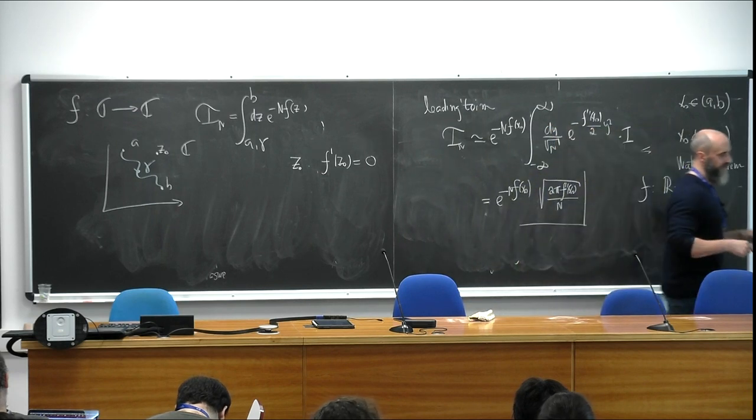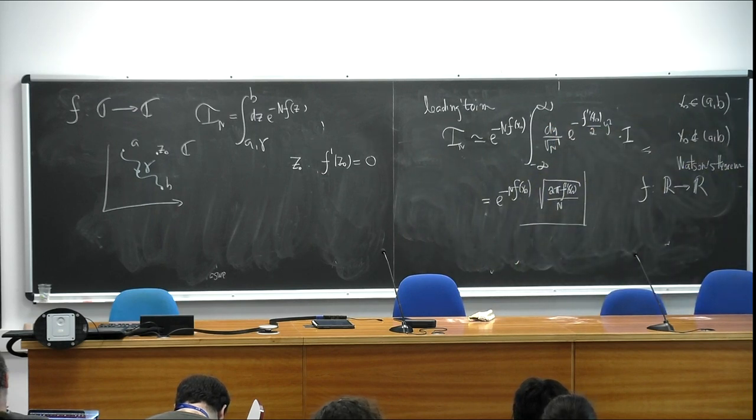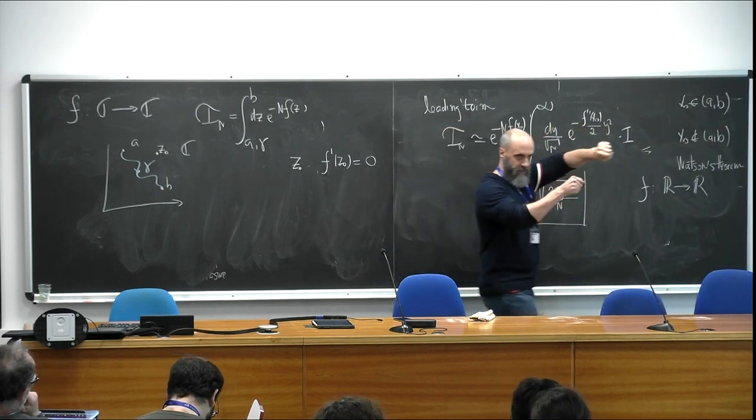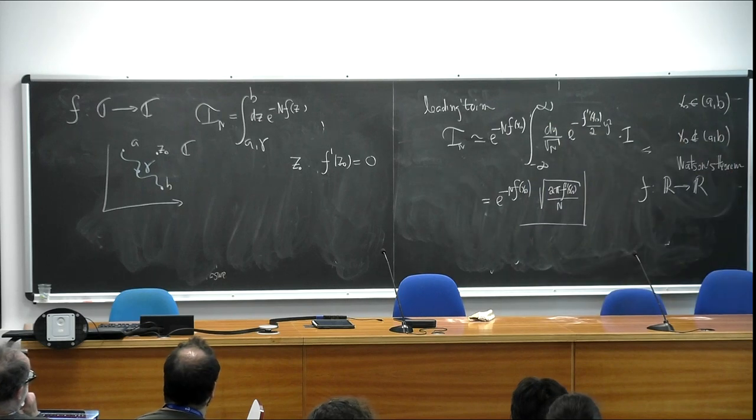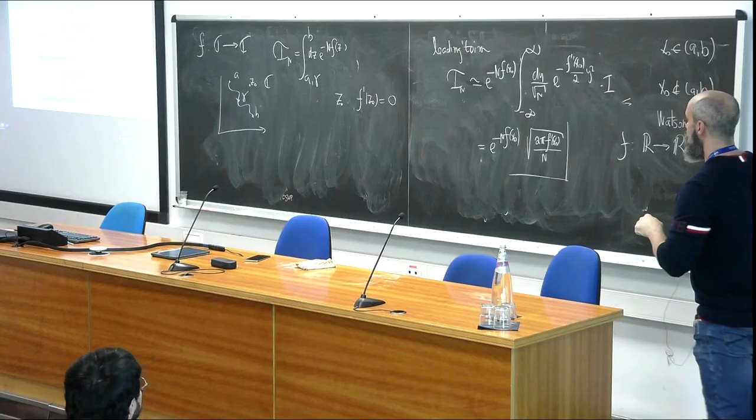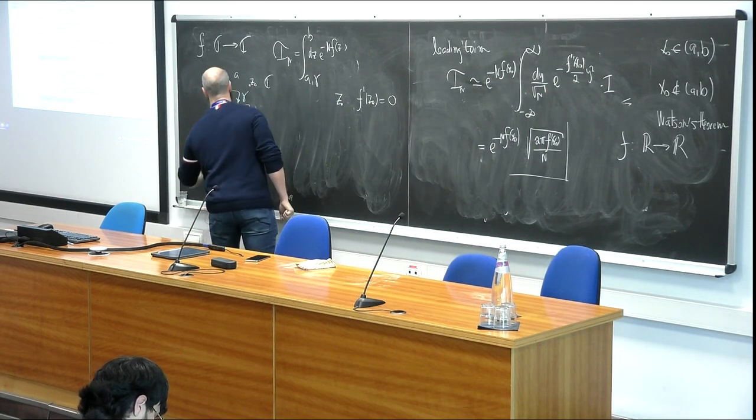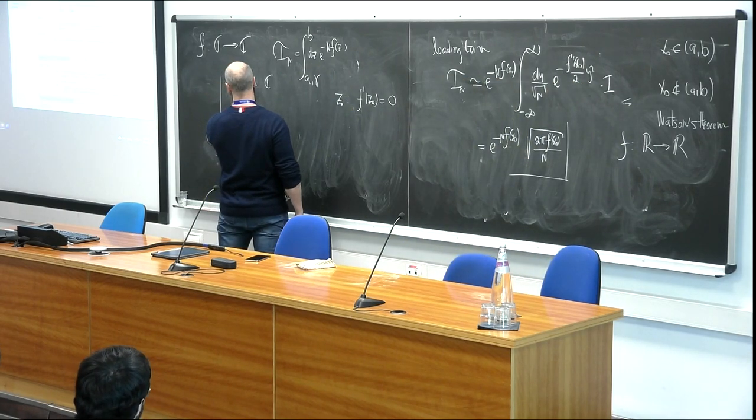Then if f is analytic, the exponential of minus n f is an analytic function, which means that the result of the integral does not depend on the path. So I can modify the path as I please. So what I do is I modify the path to go through z zero.